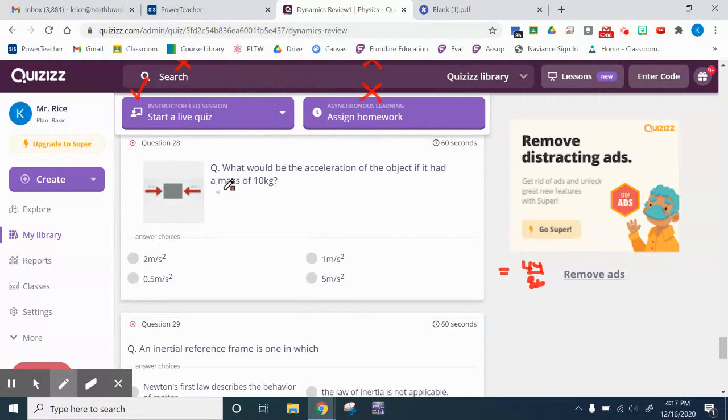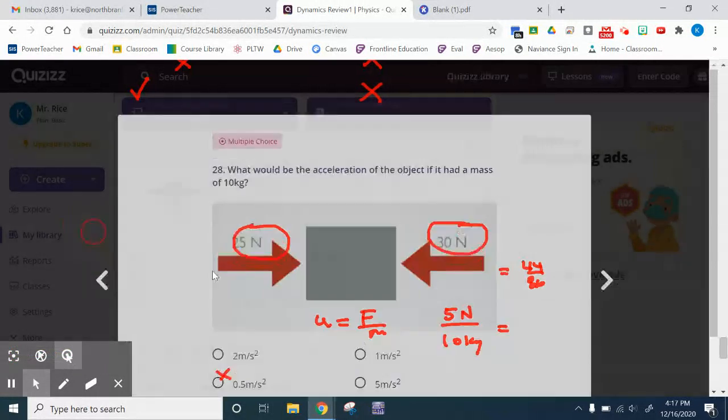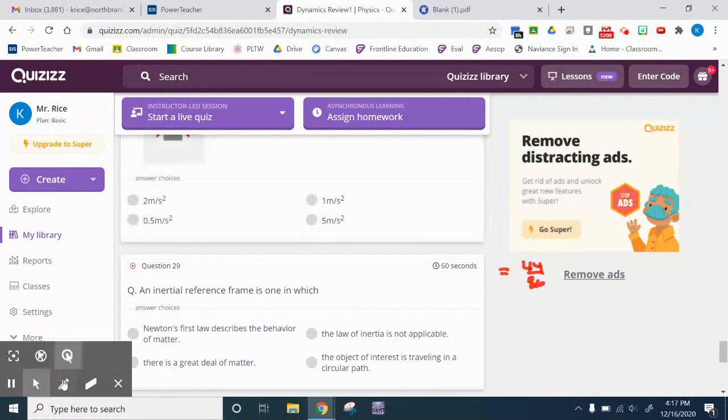slow down. What would be the acceleration of the object if it had a mass of 10 kilograms? We need to take a closer look there. The object has two forces on it, 30 to the left, 25 to the right. So the net force of 5 newtons. So acceleration is F over M. We're saying pretend it has a mass of 10 kilograms. So 5 newtons over 10 kilograms, that's half a meter per second squared. And that's right there.